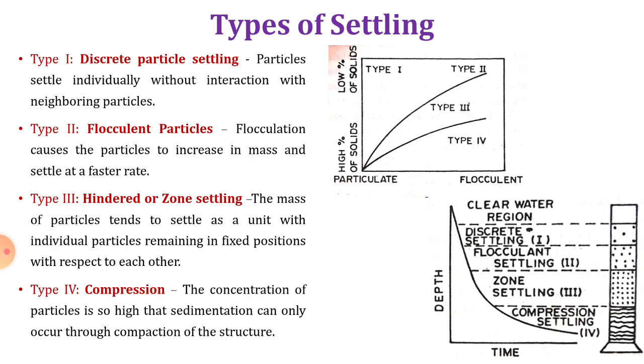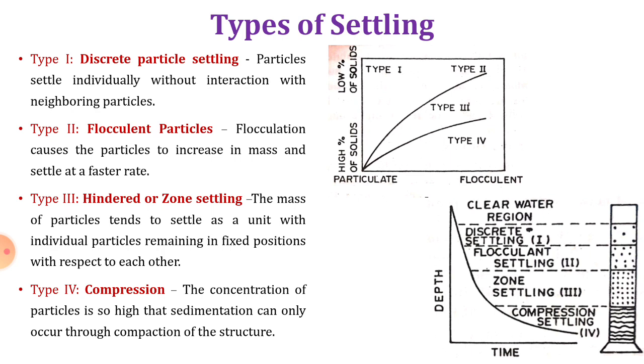Third type, hindered or zone settling. The mass of the particles tends to settle as a unit with individual particles remaining in fixed position with respect to each other. So here in this type of settling, the particles will get fixed, attached to each other, and as they get attached, they become heavier and will start settling.